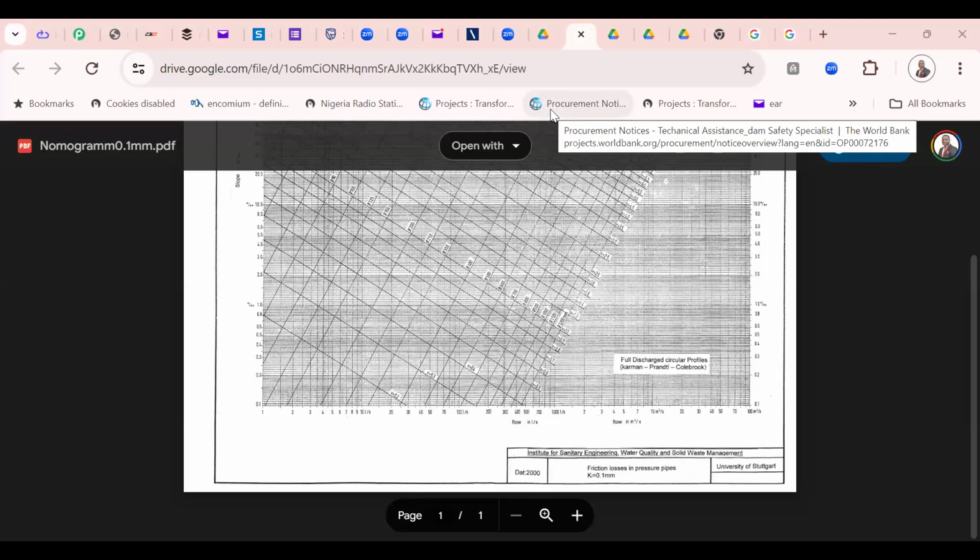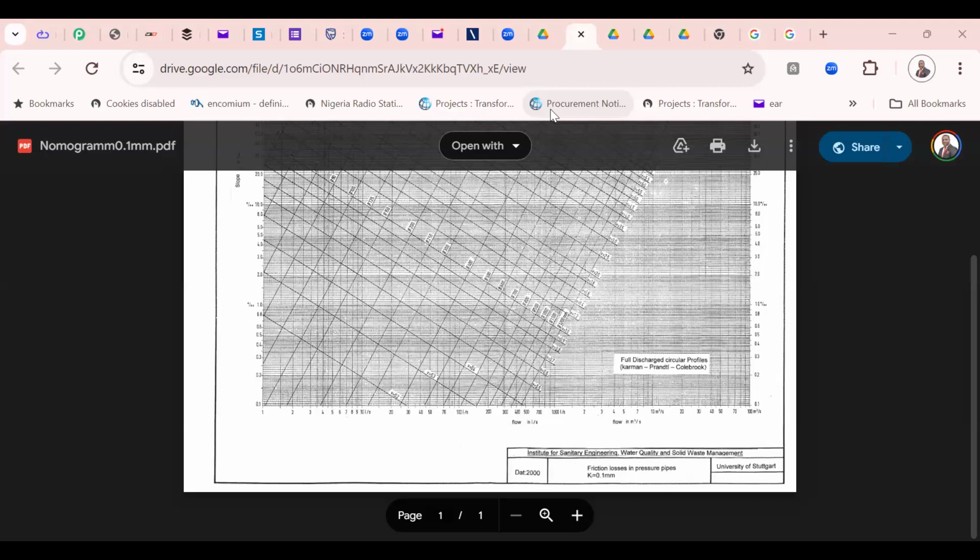Sorry, once again, what is the unit of the slope we have? Per 1,000. Okay, all right. That's why you see 0/00. Okay. What is the 00?